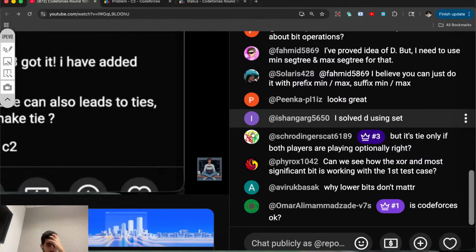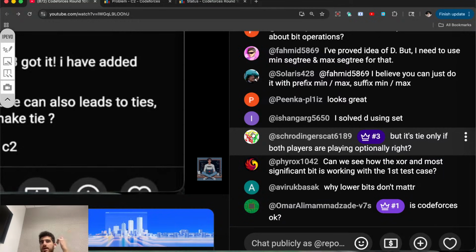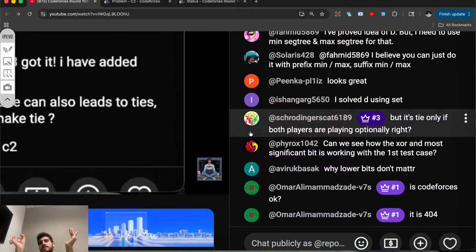That's an example. Why don't lower bits matter? Because if you take the higher bits, even if the other player takes all the lower bits, it would not be as big as yours. So if you take a higher bit, and the other player gets all the lower bits, it wouldn't be as high as yours.